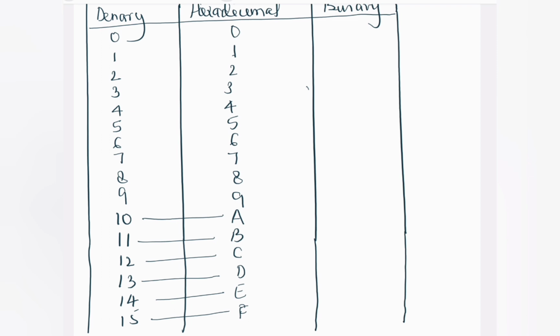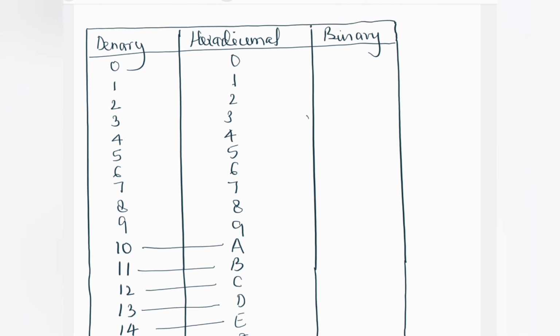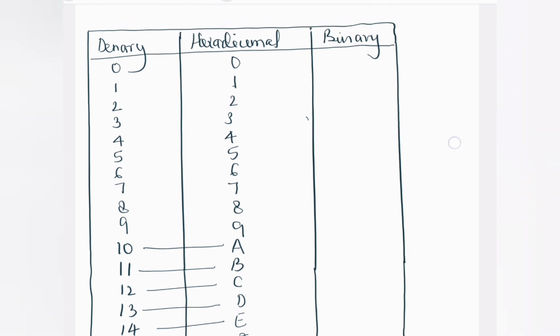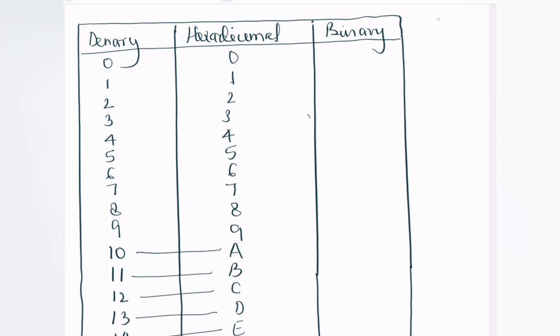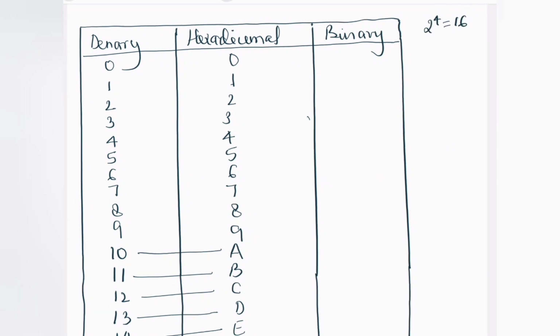Now let's look at the binary. We just learned that the binary and hexadecimal have a relation of 2 to the power 4. So let's use that. 2 to the power 4 gives us 16. That means each hexadecimal digit has 4 bits together. So we have to remember this. If you talk about 0, it's going to be 4 zeros. 1 is 3 zeros and 1.